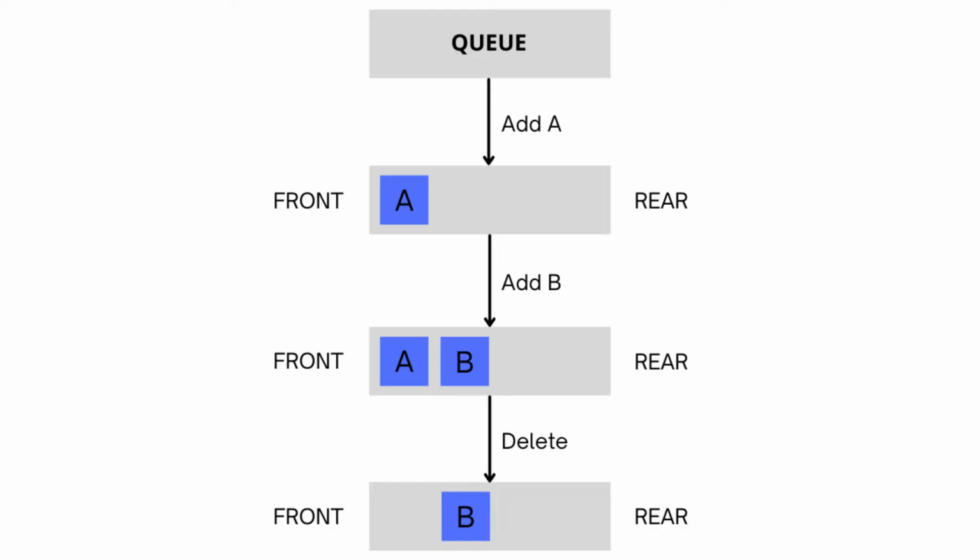Whenever an element is added in the queue, it is added to the rear of the queue, and an element can be deleted only from the front of the queue. In other words, a queue can be defined as a container open from both the sides, in which insertion and deletion takes place from different ends, the rear and the front of the queue respectively.